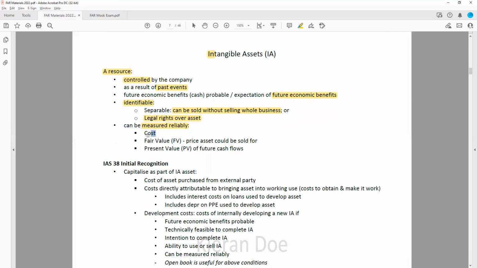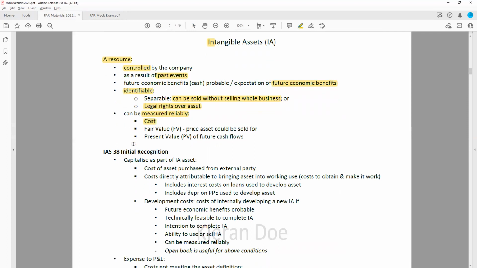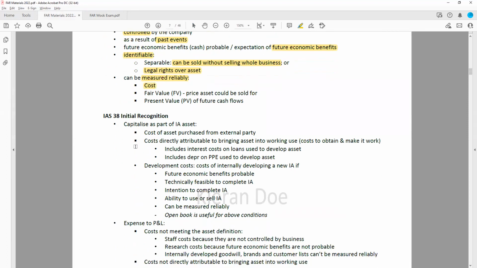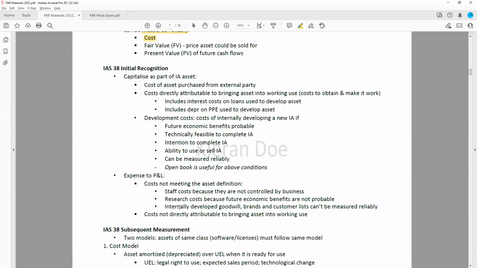So therefore, you wouldn't be able to recognize an internally generated brand. So therefore, internally generated goodwill, brands, and customer lists can't be measured reliably, and therefore they can't be recognized as assets.